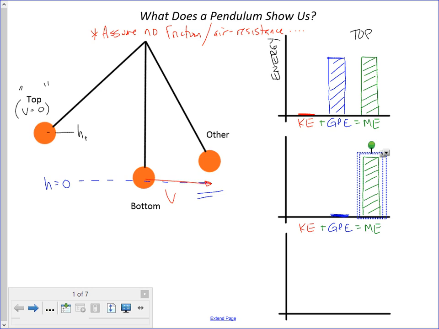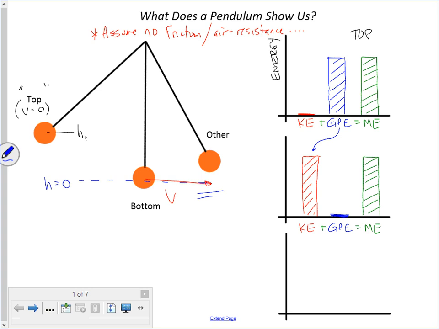And therefore, how much kinetic energy does it have now? Well, apparently, if it has this much mechanical energy and no GPE, no gravitational potential energy, it must have, well, this much kinetic energy. What we're saying here is that from top to bottom, all of this gravitational potential energy has been converted into kinetic energy.